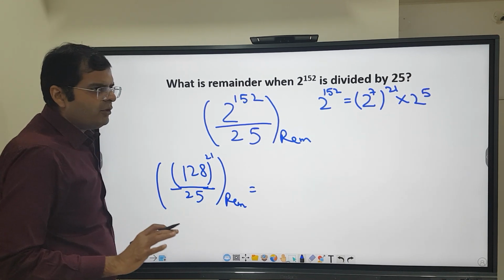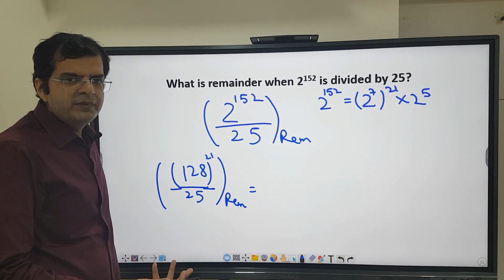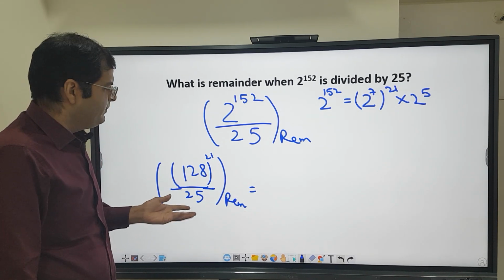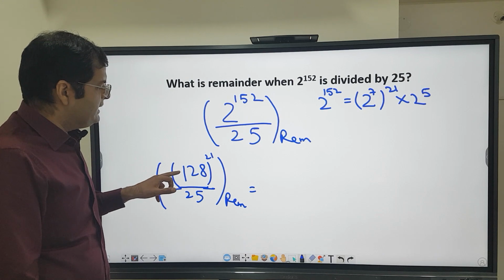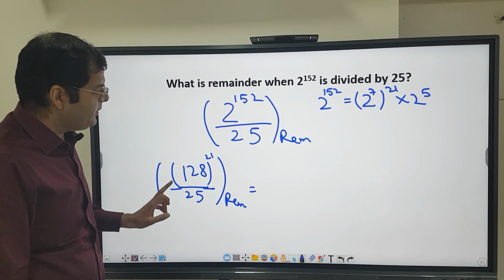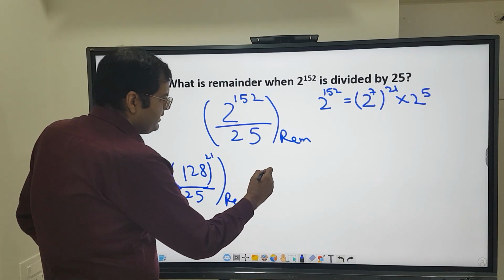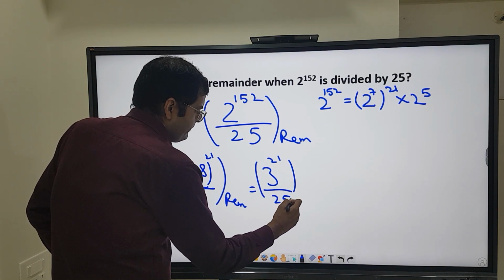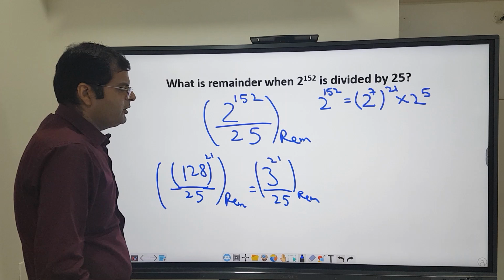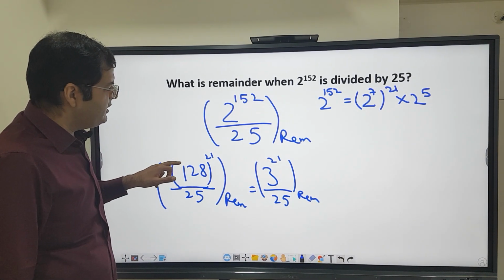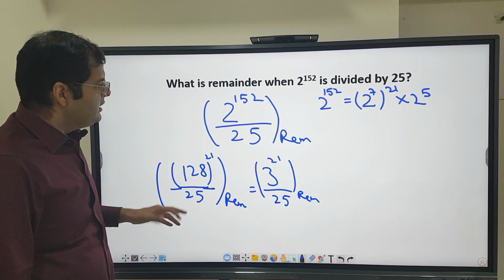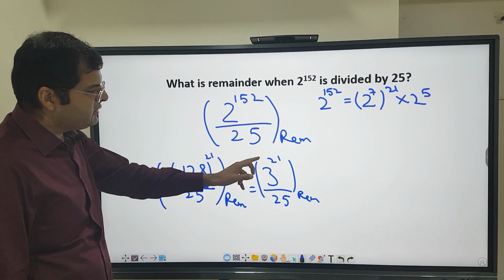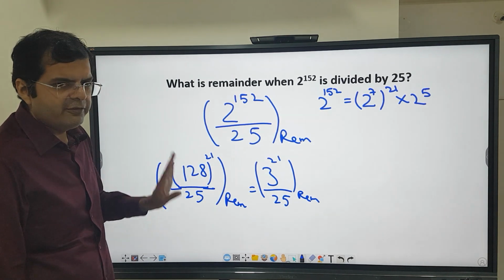Now 128 upon 25, the remainder is 3. Why? Because 125 is a multiple of 25, so it is 3 more than that. So the remainder of 128 raised to 21 upon 25 will be nothing but the remainder of 3 raised to power 21 divided by 25, through the property of remainders. We found the remainder of 128 by 25, which is 3. That is why the remainder over here boils down to 3 raised to 21 upon 25.